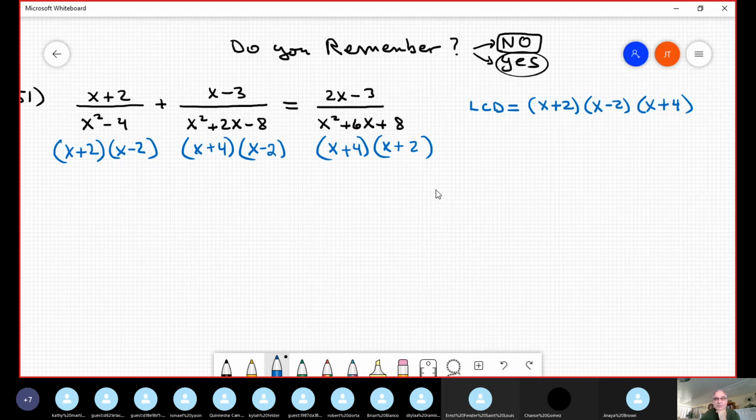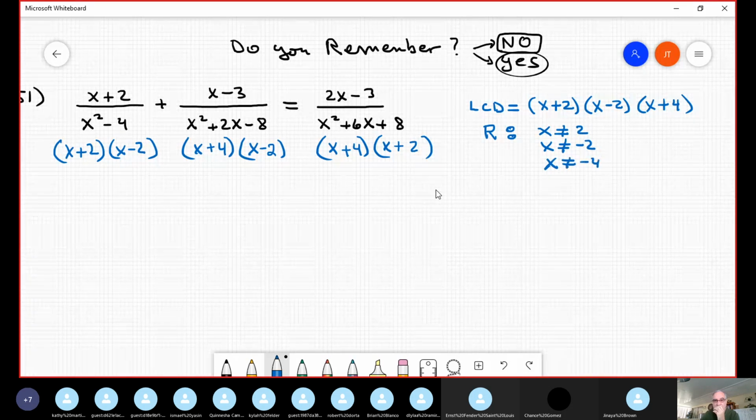What is the next step? The restriction. Find the restriction with the bad guy. The potential bad guy is no 2, no negative 2. There's a 0 here, 0 here, 0 here, and no negative 4.